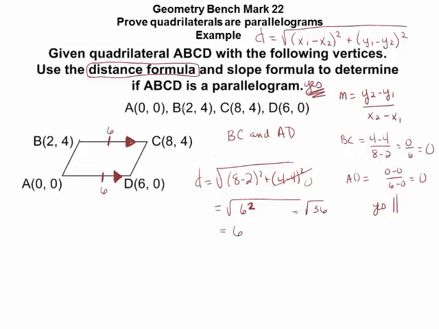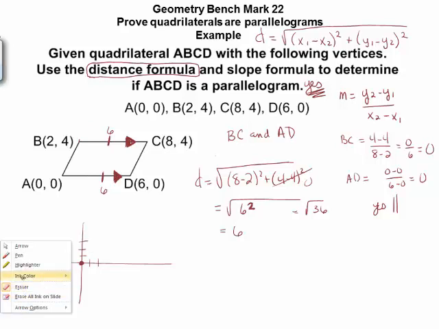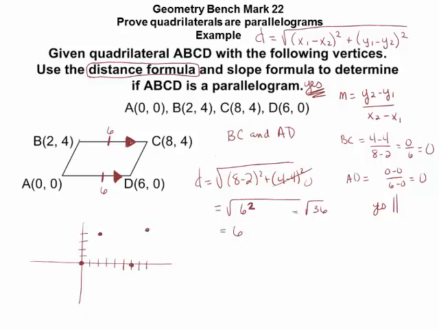Now I'm going to show you another way to do that. Okay, so I have 0, 0, 2, 4. Oops, 2, 4 is not on 0. Sorry. 2, 1, 2, 3, 4, 2, 4. And then I had 6, 0. And 8, 4. Okay. So this was A, B, C, D.